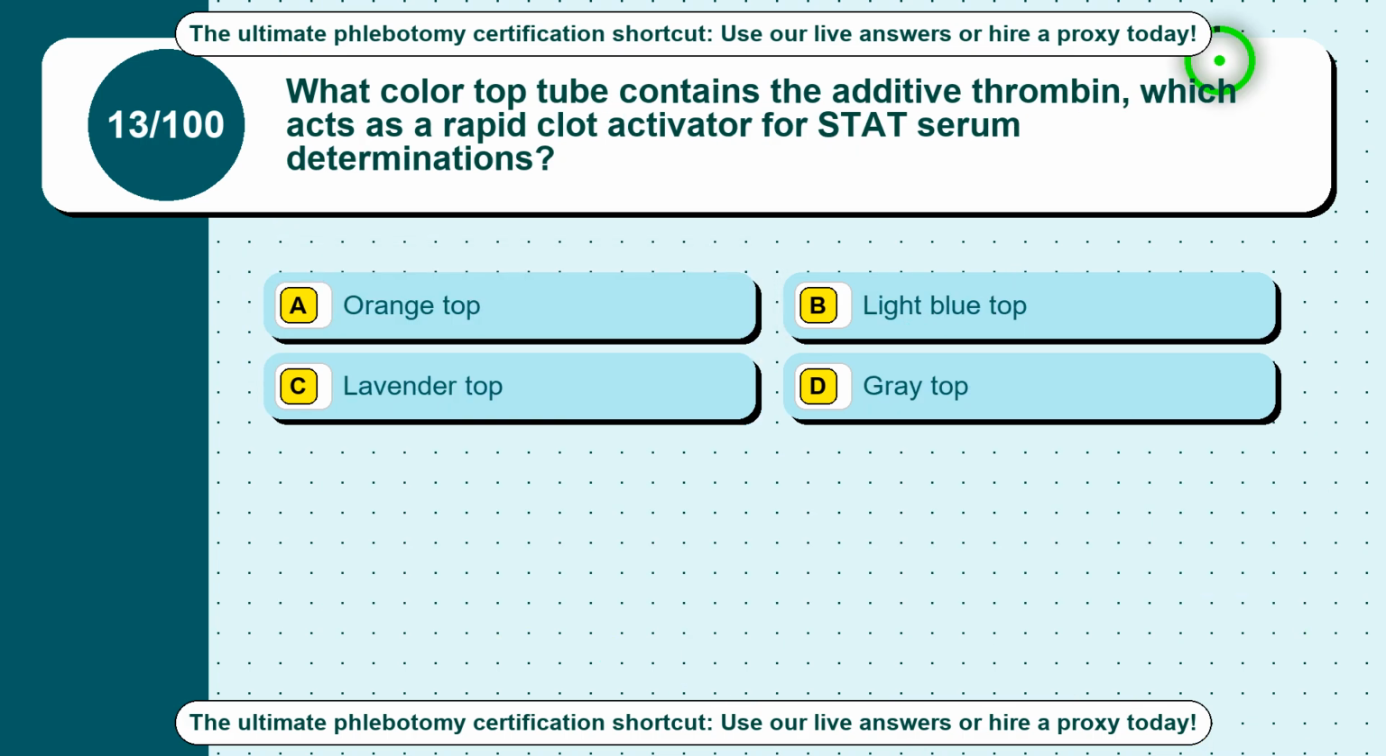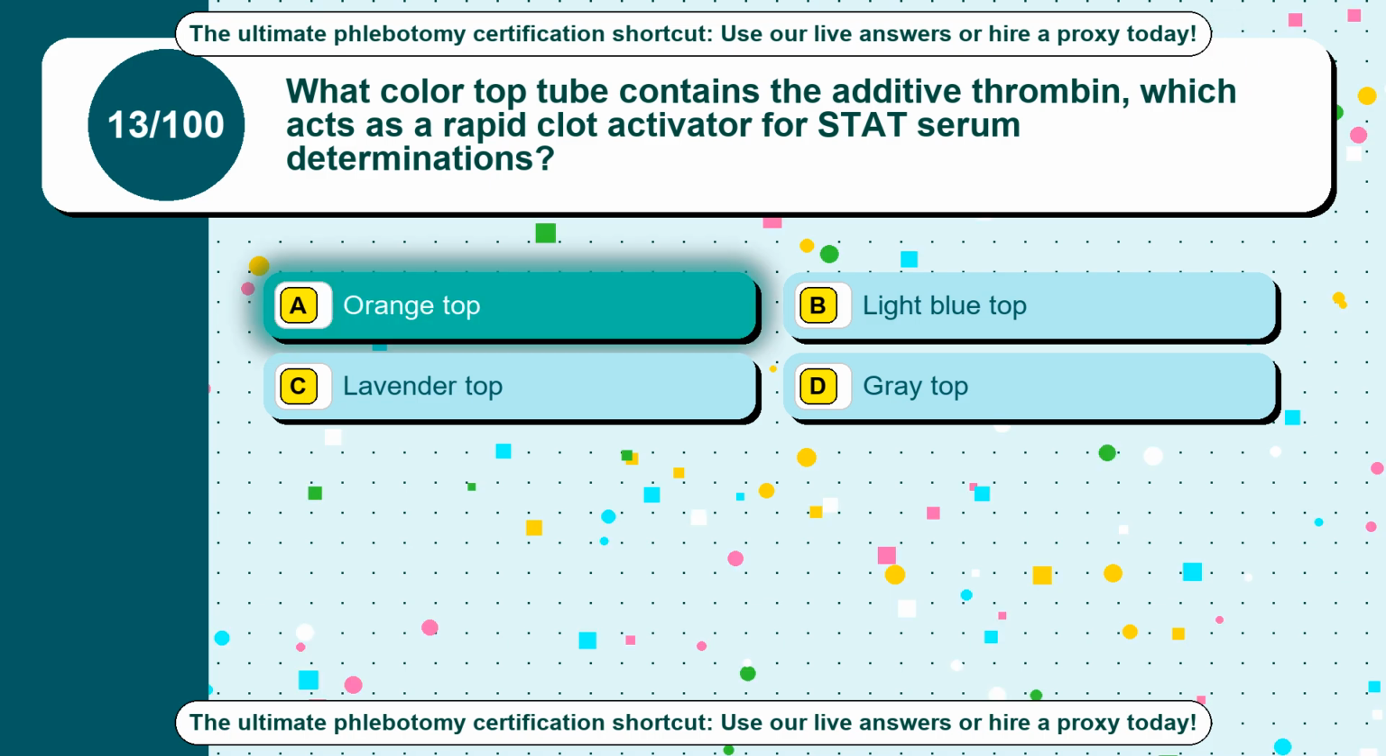Question 13. What color top tube contains the additive thrombin, which acts as a rapid clot activator for stat serum determinations? Option A, orange top. Option B, light blue top. Option C, lavender top. Option D, gray top. The correct answer is option A, orange top.